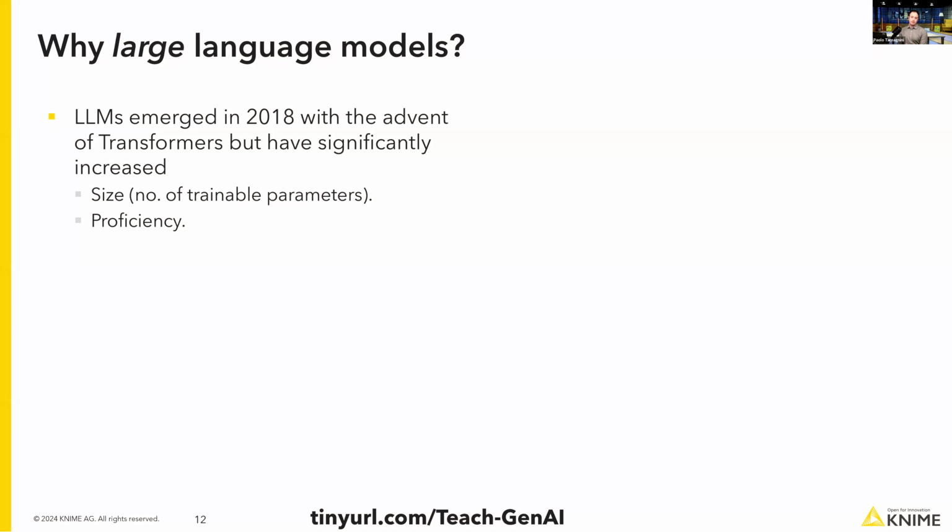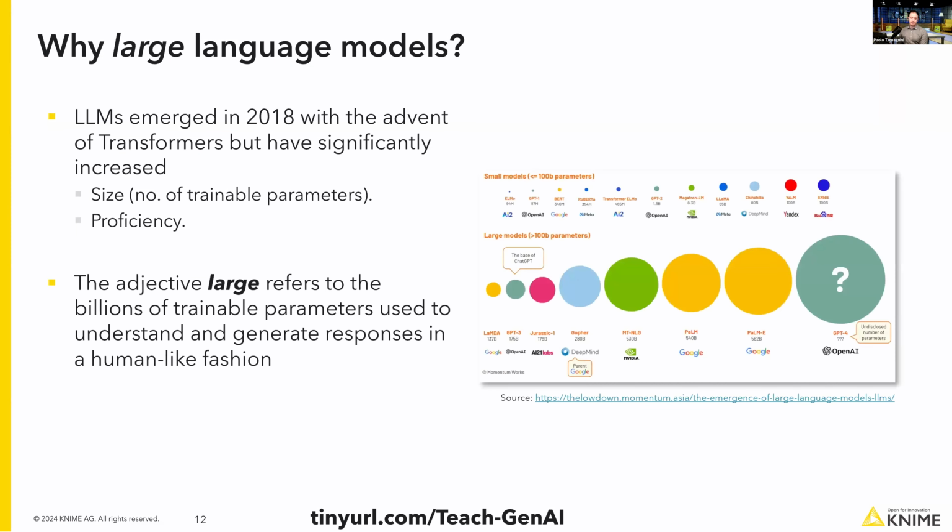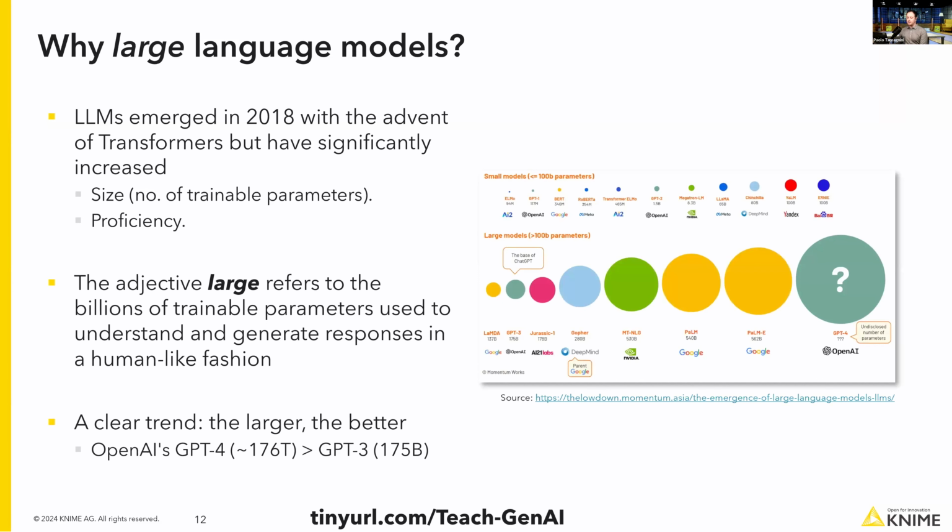It works in the sense that they can generate text that can simulate basically an actual human speech. So large refers to the fact that they have billions of trainable parameters, and you can see here, for example, GPT-3, how it was small compared to GPT-4, for which we don't know the exact number of parameters, but it is estimated to be around 176 trillions.